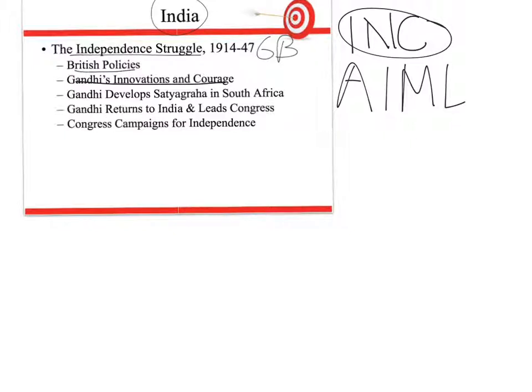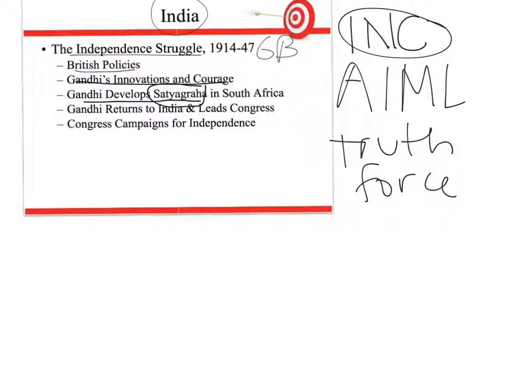Okay, so one thing that people don't always know about Gandhi is that he lived and worked in South Africa for a while, and he developed the concept of satyagraha, and this means truth force. Truth force. And this is the term he gave to describe his non-violent civil disobedience.